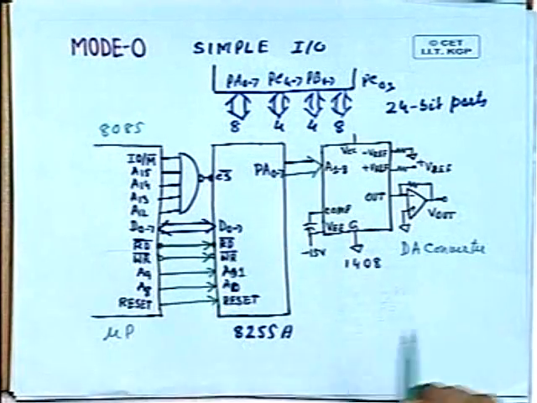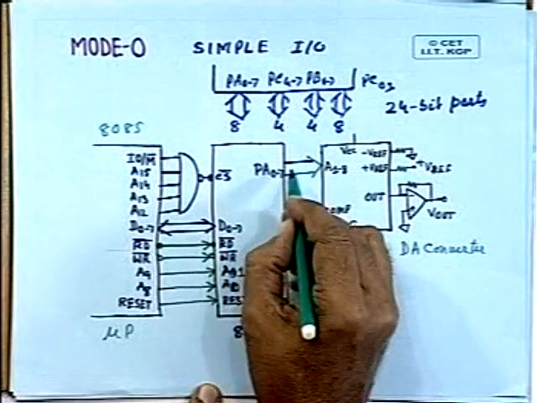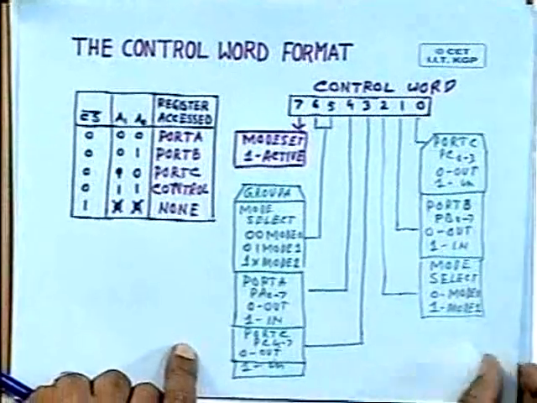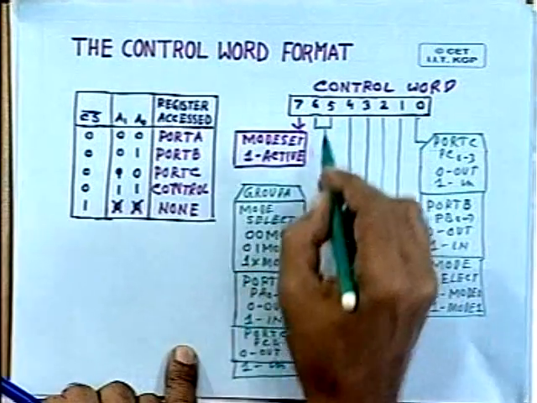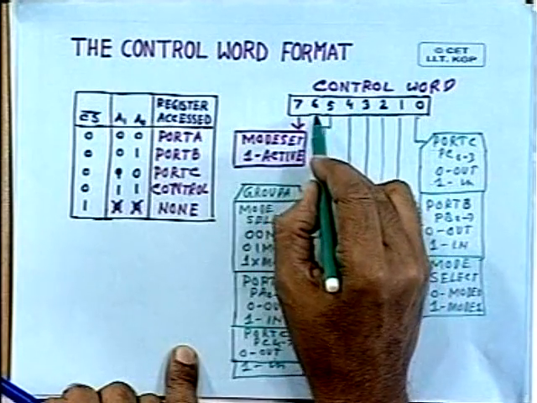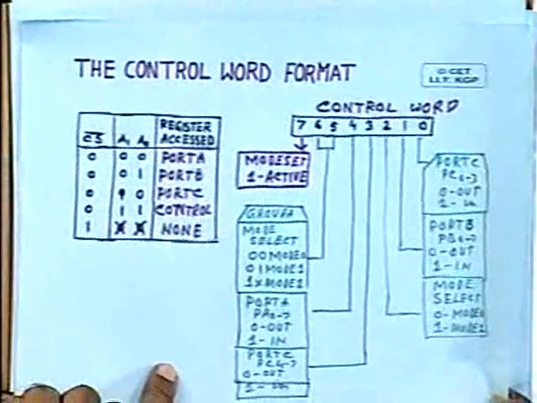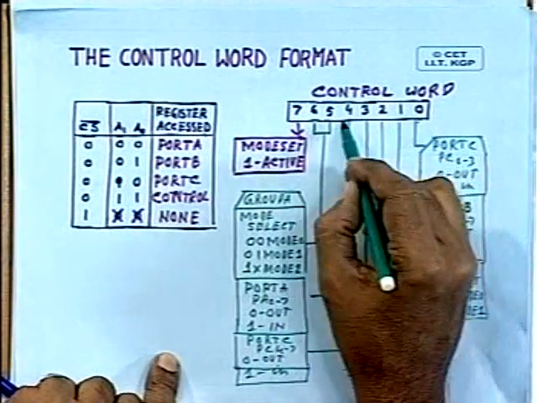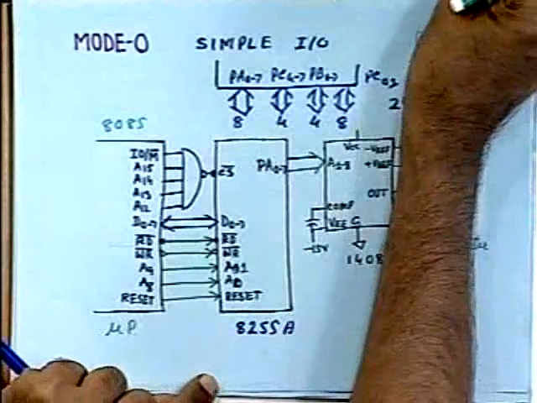And how will it work? First of all, after making this interconnection, you have to write a program to configure port A in mode 0 and as an output port. What has to be written in the code? First of all, this bit has to be 1, and it is in group A, so these two bits also have to be 00. Then since it is an output port, this bit also has to be 0. So this is 1000. That means the code that you have to write is 1000, and the other bits are not really important in this case because we are not using them. So the code that you have to write into the control word is 1000, in hex it is 8 and then 0.